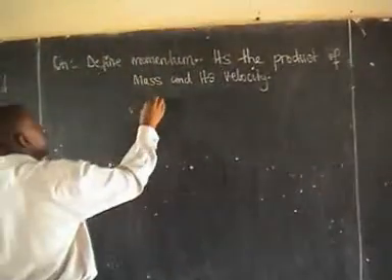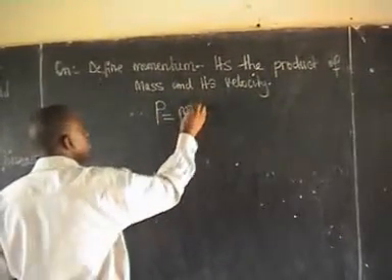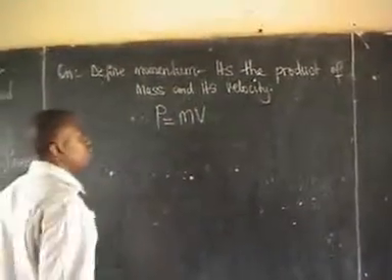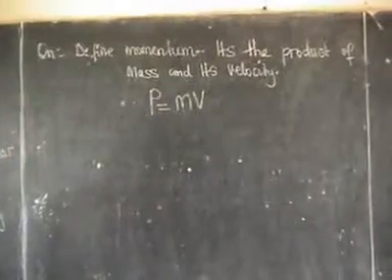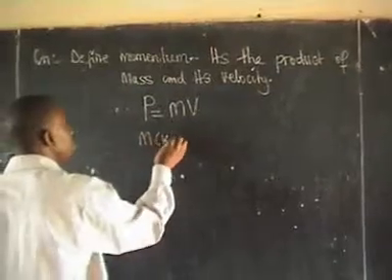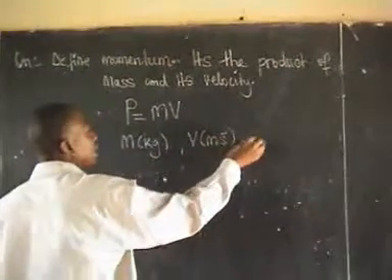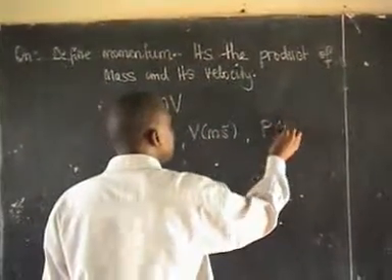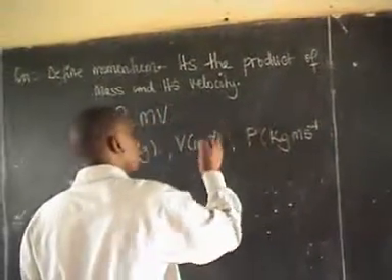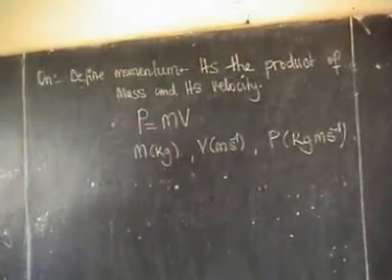Mathematically, if we use letter P for momentum, then we shall be able to use the given formula, where P is the momentum, m is the mass, and v is the velocity. Mass is measured in kilograms, v is measured in meters per second, and therefore P will have a unit of kilograms meters per second. Remember, units are equally important in physics.